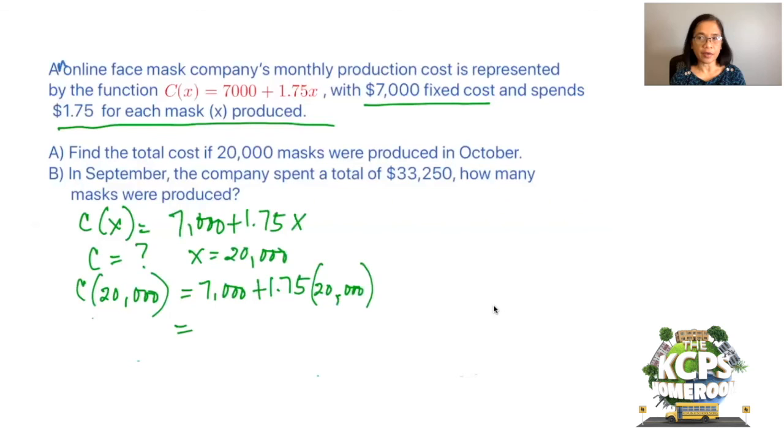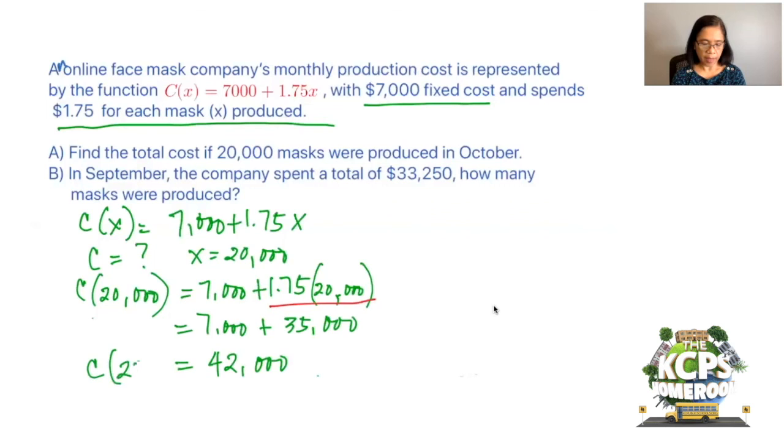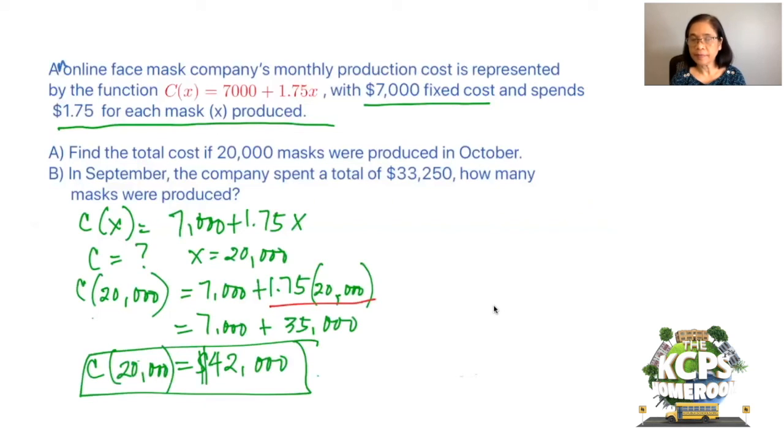Simplifying, if you have your calculator, help me out with this. If you multiply 1.75 times 20,000, double check my computation here, this should give us 35,000. And this means that the total cost of producing 20,000 masks, denoted by C of 20,000, is $42,000. You can take down notes.